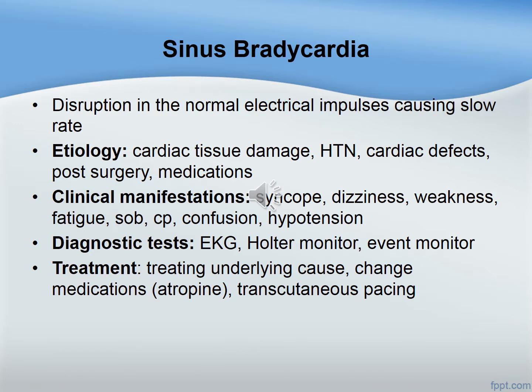The patients who are symptomatic may not get enough supply of oxygen that they need to the brain or other organs, and then it results in some symptoms. So if the patient is symptomatic, they can have near fainting or syncope episodes, dizziness, weakness, fatigue, shortness of breath, chest pain. They can have confusion or memory loss, and also hypotension, because the heart is not pumping fast enough to perfuse the body.